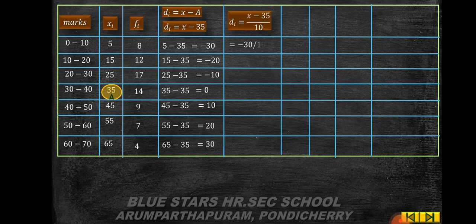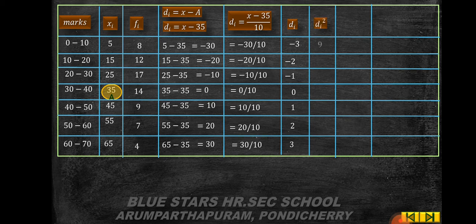Next you have to find di is equal to x minus a by c. So here the class interval is 10. So di is equal to x minus 35 by 10, which is equal to minus 30 by 10, minus 20 by 10, minus 10 by 10, 0 by 10, 10 by 10, 20 by 10, 30 by 10. So di is minus 3, minus 2, minus 1, 0, 1, 2, 3. Next, di square is 9, 4, 1, 0, 1, 4, 9.